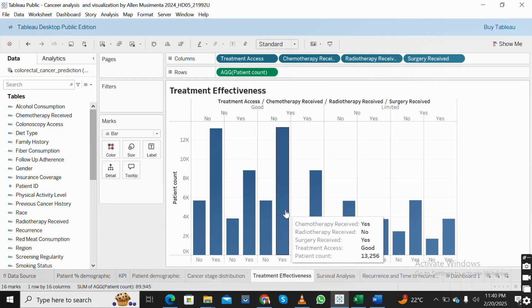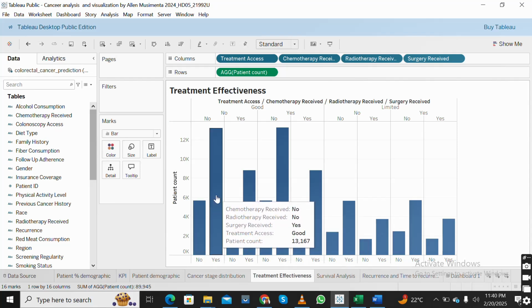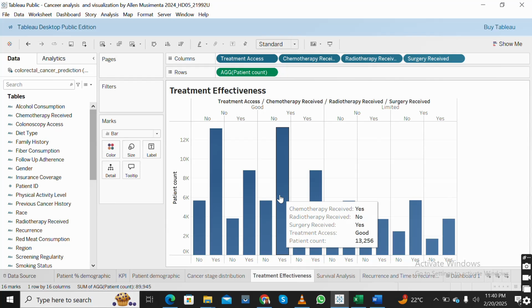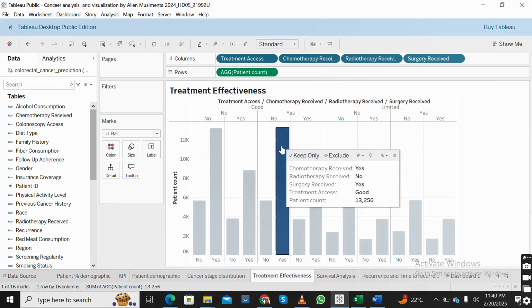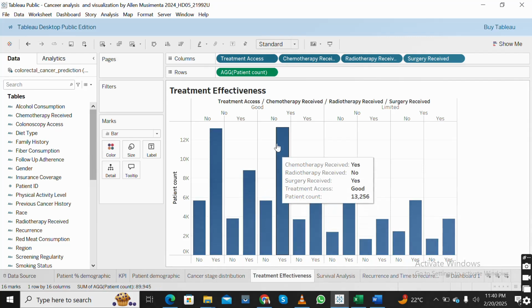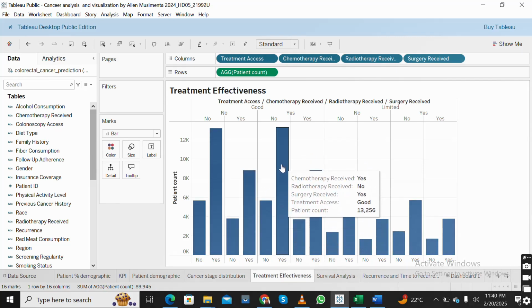And here, when you look at chemo, those that received chemo, if you can now see these two, where there is surgery and chemo, they exhibit the highest rate of treatment effectiveness, that the treatment really works. Someone who receives the chemo and also receives the surgery but no radiotherapy and has good treatment, that means these patients can easily survive. As you can see, their effectiveness of treatment is really good.